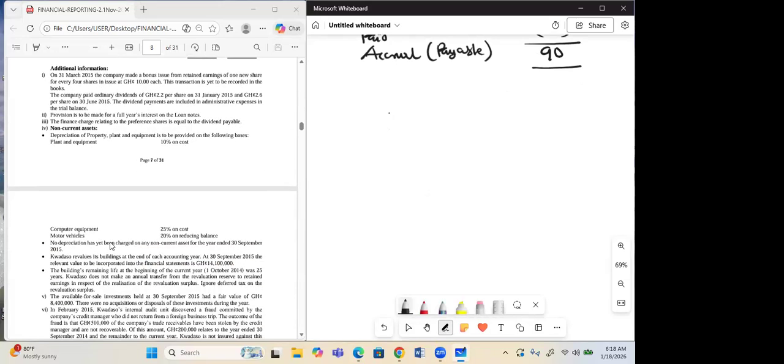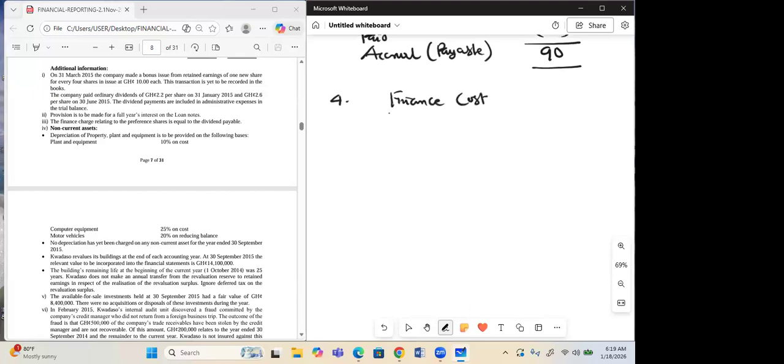All right, note 3. The finance charge relating to the preference shares is equal to the dividend payable. They said the finance charge relating to the preference shares is equal to the dividend payable. Now, which of the preference shares has its dividend payable as a finance charge? Which type of preference shares do we classify the dividend as a finance cost? The redeemable shares. So it means that what you have there is redeemable preference shares, right? So now you calculate the finance cost.